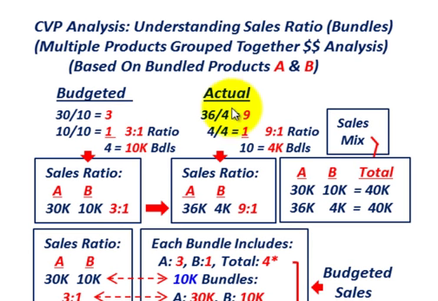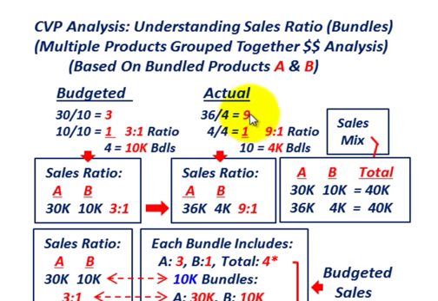Now let's look at our actual sales. This is where we actually sold 36,000 of A and 4,000 of B. So that's going to give us a sales ratio of 9 to 1, simply taking B's quantity, 4,000, divided into 36,000 of A. That means we're selling a quantity of 9 of A for every 1 of B that we're selling. And then B, 4,000 into itself, gives us the quantity of 1 of B.